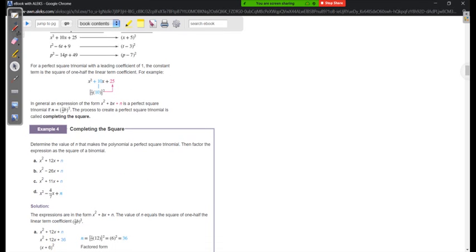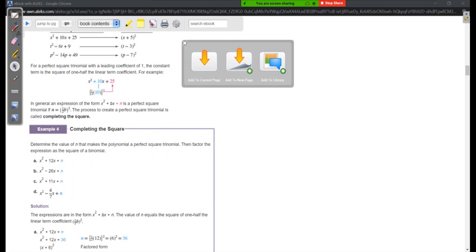Okay, so what we're going to do, I'm going to do it my way. All right, here we go. Completing the square says determine the value of n, which is what we complete the square with. That makes a polynomial a perfect square trinomial. Then factor the expression as the square of a binomial. Alrighty, so here's my way to do it.